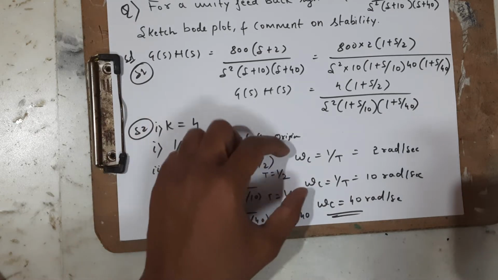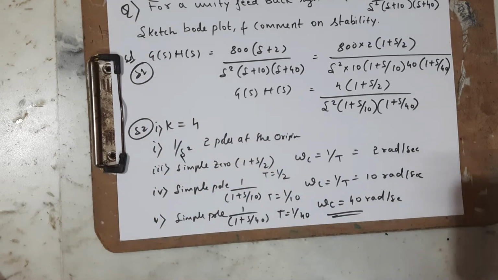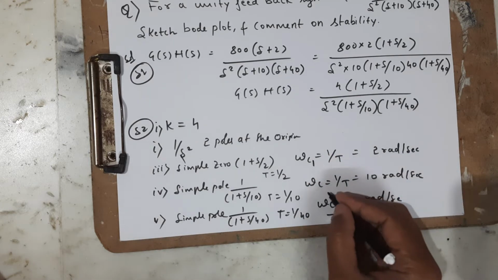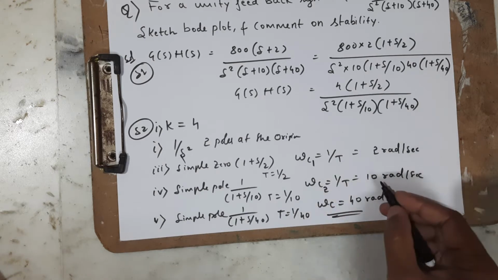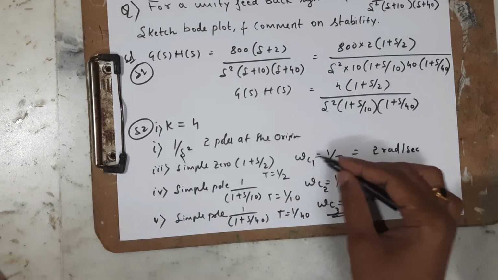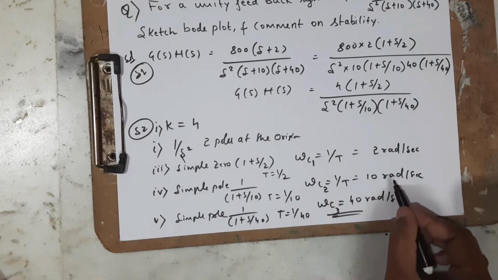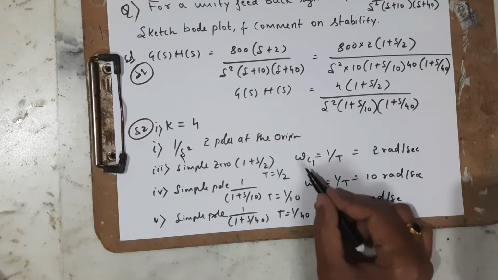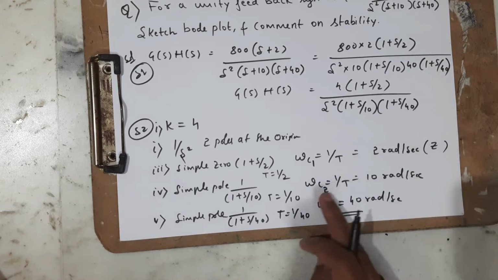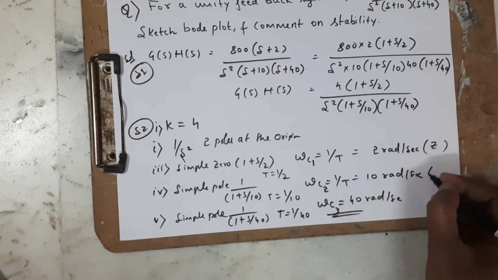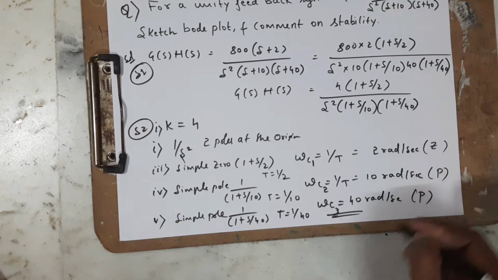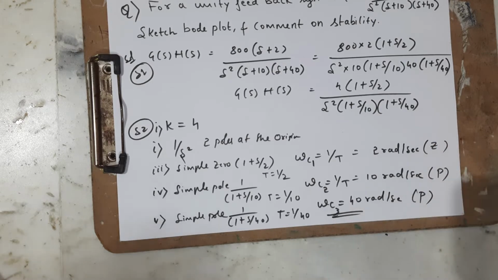Okay, we got 3 corner frequencies. Out of this, the smallest, 2 radians per second, is omega c1. The next number is 10, that is omega c2. The next highest number is 40. Therefore omega c1 is equal to 2, omega c2 is equal to 10, omega c3 is equal to 40. Omega c1 is due to the simple zero. Omega c2 is equal to 10, with the help of a simple pole. Omega c3 is equal to 40, that is also with the help of a pole. So this is very important.